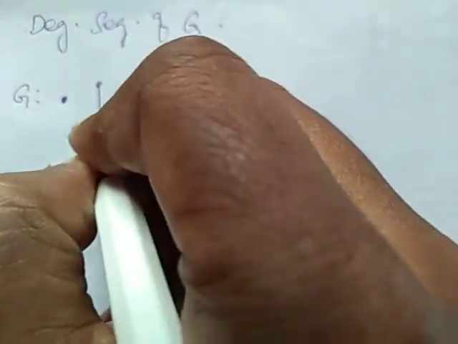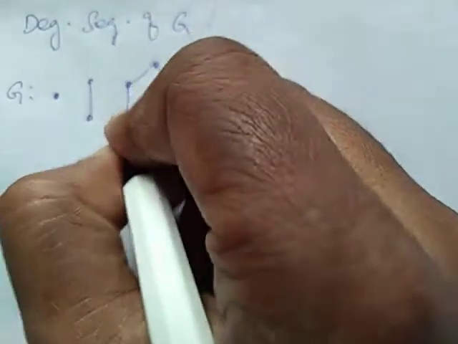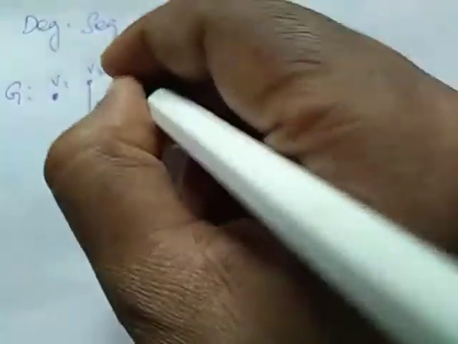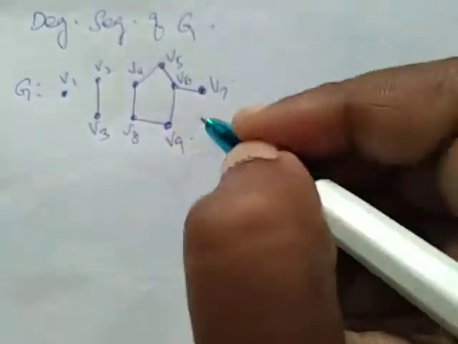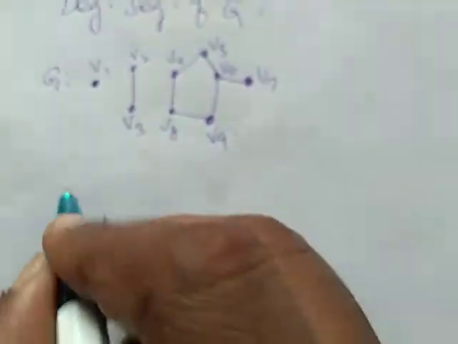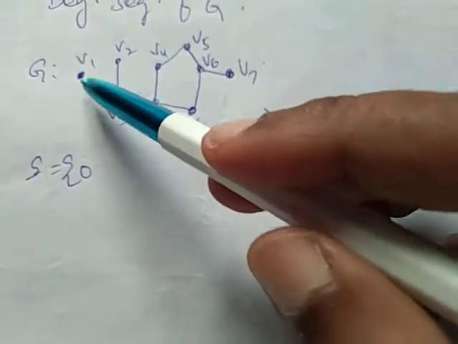If the degrees of the vertices of a graph G are listed in a sequence. For example, if this is our graph G, I'll consider a graph G with vertices V1, V2, V3, V4, V5, V6, V7, V8, V9. What is the degree of vertex V1? The degree of vertex V1 is 0.